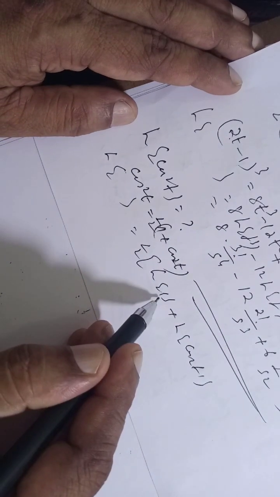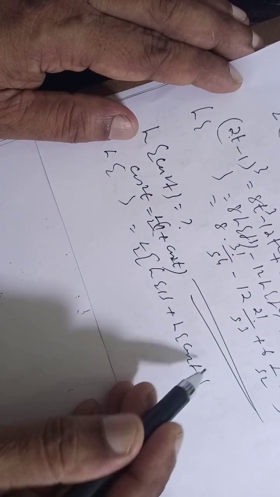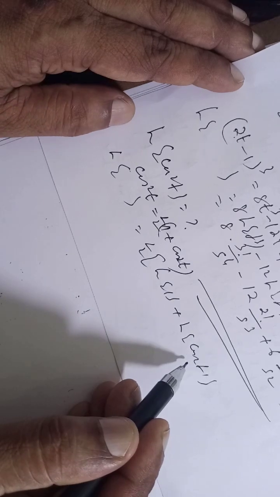That we know, L of 1 is 1 by s, and L of cos 2t is s by s square plus 4. Okay, so that is the method.